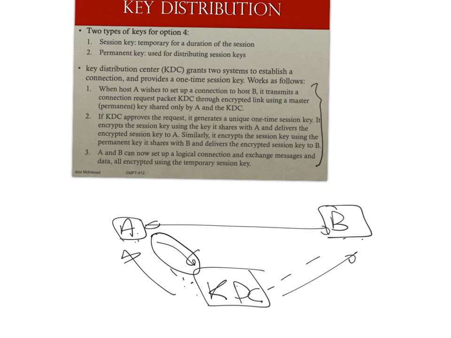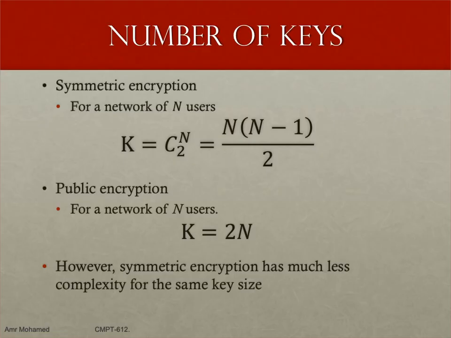B will do the exact same process independently. Okay? And knowing that A wants to communicate with B, the KDC will deliver the same one-time session key to B. Then A and B will have the same key, so they will start to communicate. Of course, when I send the shared key, it's encrypted by the master key. We'll see how that happens.